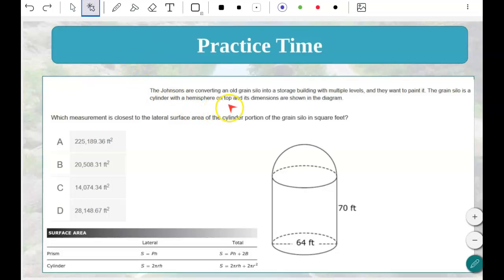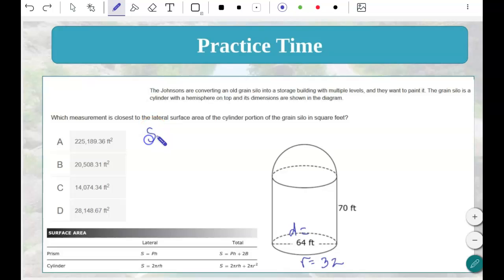It says the Johnsons are converting an old grain silo into a storage building with multiple levels, and they want to paint it. The grain silo is a cylinder with a hemisphere on top, and its dimensions are shown in the diagram. Which measurement is closest to the lateral surface area of the cylinder portion of the grain silo in square feet? So just the cylinder part, and again it just says lateral, so we'll just do this part of the formula. So we have 64, that's the diameter. The radius would be half of that.